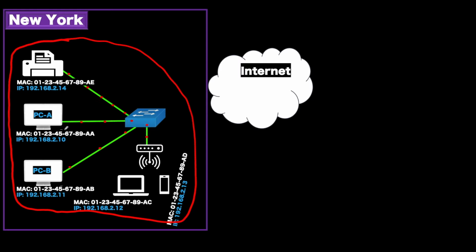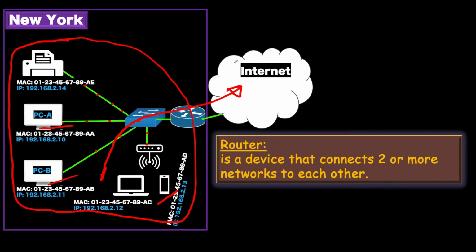But the employees also need to connect from their computers and cell phones to external services on the internet. Things like Google, banking websites, and other websites. That's where a router is required. A router is a device that connects 2 or more networks to each other. In this case, the router connects the local area network, also called LAN, to the internet. The router in this scenario is also the default gateway to the internet and other networks.